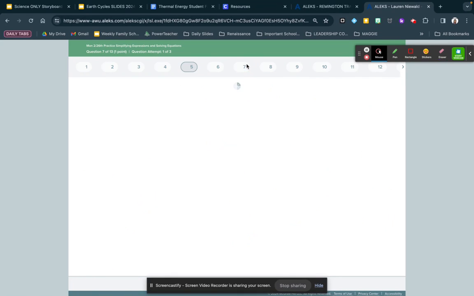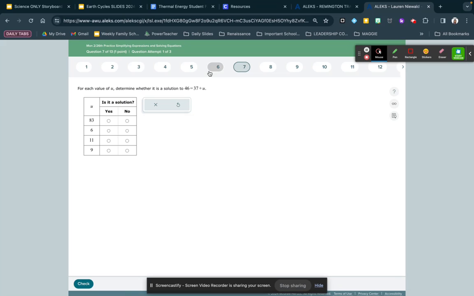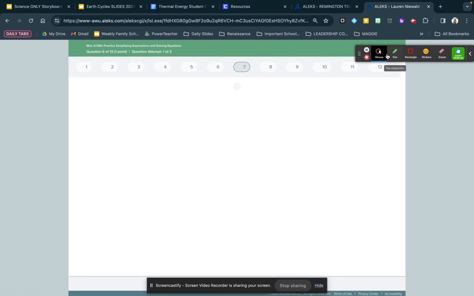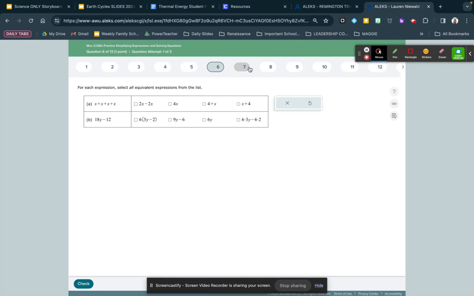Let's see if I can find another one with fractions in it. Not yet. We'll come back to the fraction part, I guess. Okay, so here we go. Again, we're looking for just equivalent expressions.